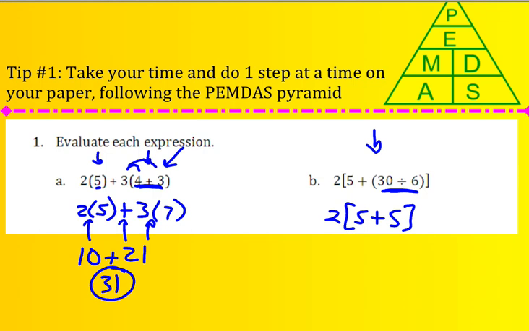5 plus 5 is 10, so it's going to be 2 times 10. And finally 2 times 10 is 20. You should have 20 for that last problem then.